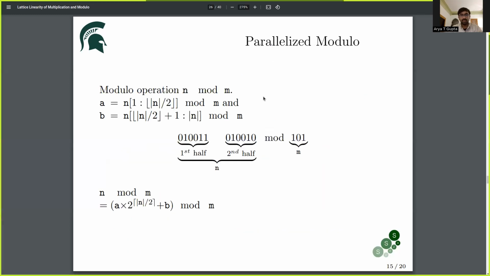Now, parallelized modulo. We want to compute n mod m, and n is divided into 2 substrings a and b, which are of approximately equal length. We can evaluate n mod m using this expression: a times 2 to the power size of b, plus b, under mod m.